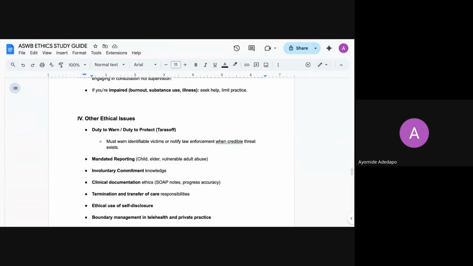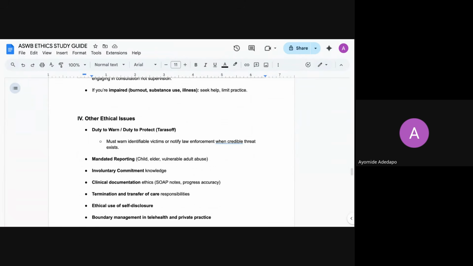SOAP notes, right? They talk about that all the time. Know what a SOAP note is: subjective, objective, assessment, and plan. Knowing what that looks like. Progress notes. Termination and transfer of responsibilities, knowing what that looks like. How we terminate, you want to document. If you're terminating with someone because it's out of your scope of practice, sending them referrals, things like that.